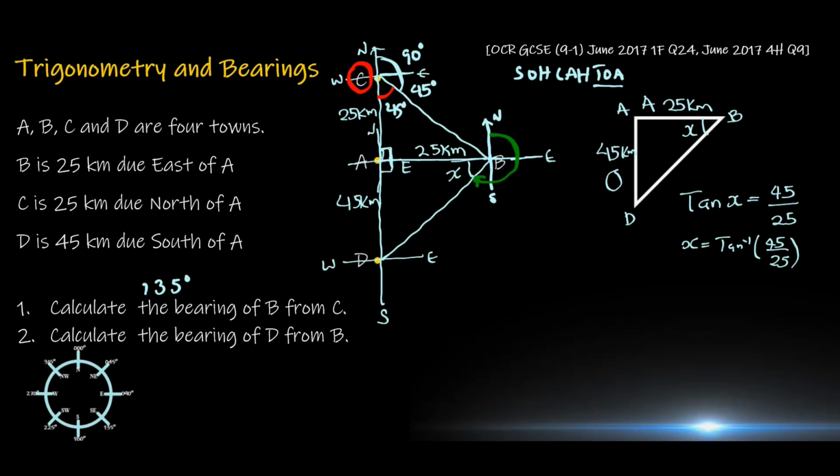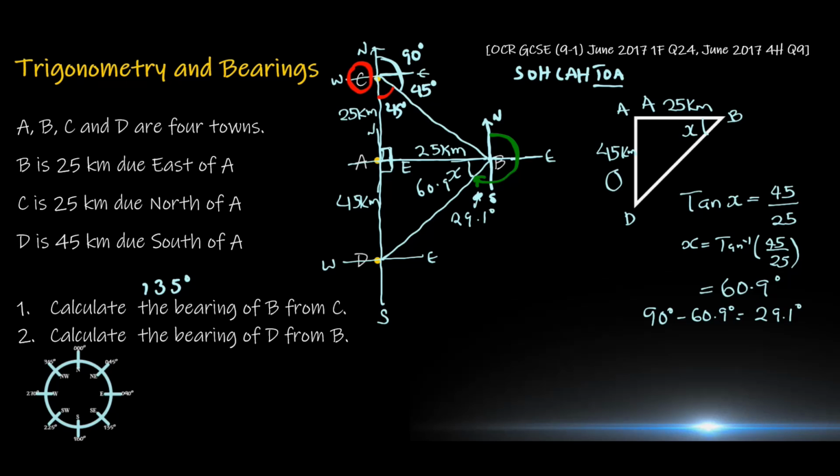I put that in my calculator, and I get 60.9 degrees. So this internal angle here is 60.9. Remember, south to west gives me 90. So to be able to get this missing angle here, which is what I need to be able to calculate the bearing of D from B, I need to do 90 degrees, take away 60.9, which gives me 29.1 degrees. So I'm going to write that in here.